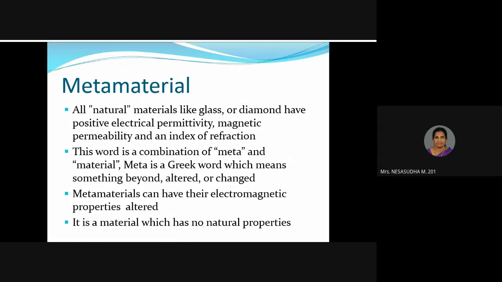By changing the character, we can change the properties of the electromagnetic waves. So only the metamaterial can change the electromagnetic properties. That's all about metamaterial. We must be very clear: this is not a natural material, it is an artificial material developed from the natural material by changing the character so that we can use it for our electromagnetic applications.